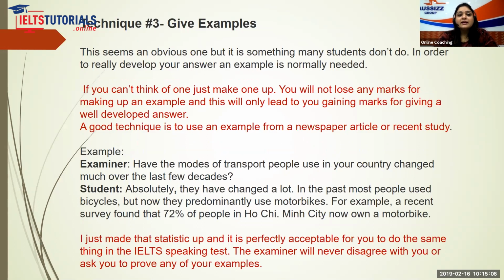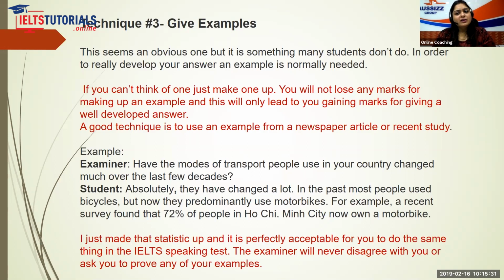Next, technique 3, give examples. I've given you the things that please students give examples. Examples are very important. Always try to give examples. This seems an obvious one, but something many students don't do. Of course, I can bet that you people are not doing that. But if you are doing that, you're adding length with good examples, because good examples will give you a proper connectivity to the thoughts also.